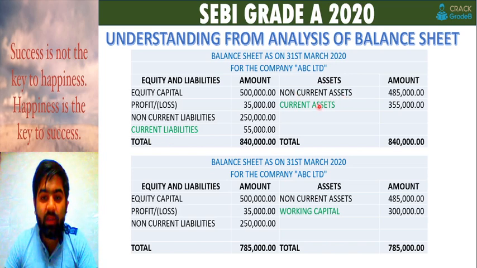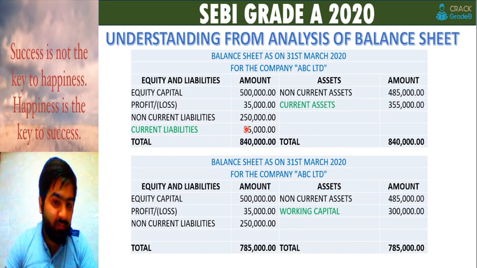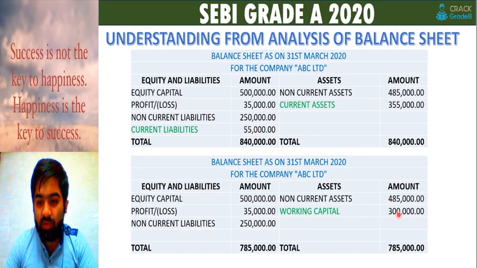Non-current assets is similar, which is not a current asset. So current assets you already know. So if we want to show working capital in the balance sheet, how will we show? Current assets minus current liabilities. You see 3,55,000 current assets and current liabilities are 55,000. So if we want to show working capital in the balance sheet, what do we have to do? 3,55,000 minus 55,000, which is 3 lakh.